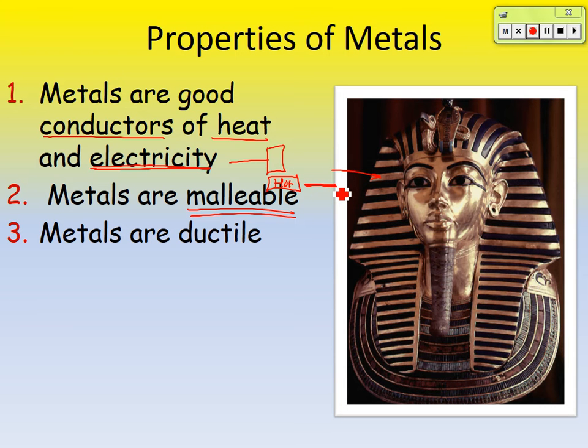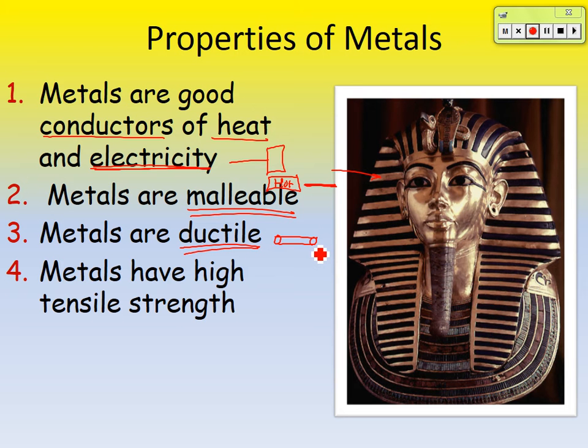Number 3, metals are ductile. Let's talk about what ductile means. Ductile means that you can draw metals into thin wire. So you can roll them and draw them out into big long strands of wire. Think about electrical wire. It's made of copper. They heat it up and they roll it into long strands of wire and draw them out. And that's what ductile means. Okay, number 4. Metals have very high tensile strength.